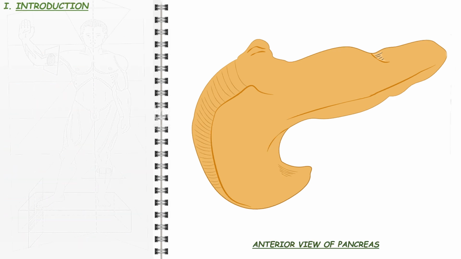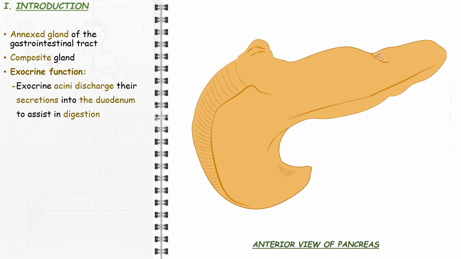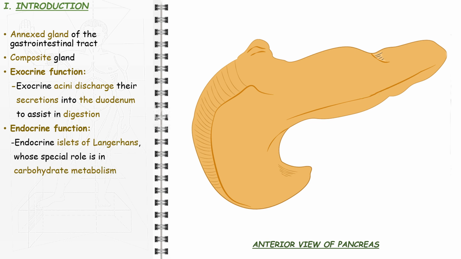The pancreas is an annexed gland of the gastrointestinal tract. Functionally, the pancreas is a composite gland. Its exocrine function is ensured by exocrine acini that discharge their secretions into the duodenum to assist in digestion. Its endocrine function is ensured by endocrine islets of Langerhans, whose special role is in carbohydrate metabolism.